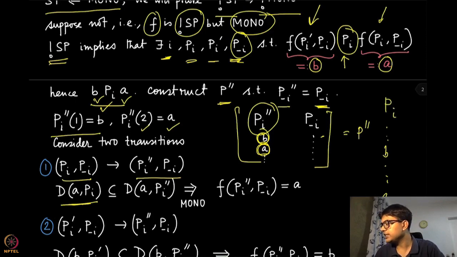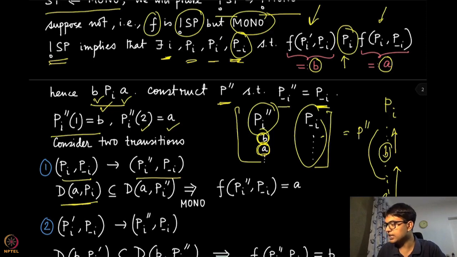For all the other agents, nothing is changing. So we don't really need to care about that. Now what we are doing is we are pushing this B on the top and A to the second top. So the only possibility is that all the alternatives except B, which were above A, are now coming down below A.